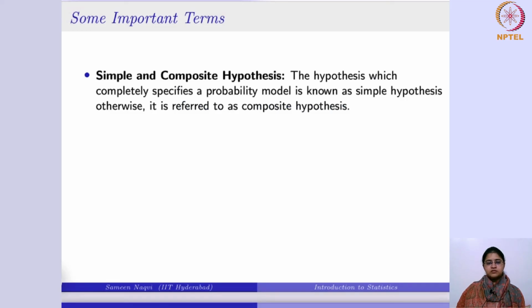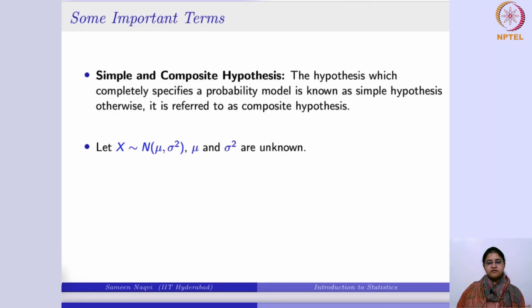Now another thing is about your simple and composite hypothesis. This is another common pair of terms that we use, like null and alternative hypothesis, whether it is a simple or a composite hypothesis. The hypothesis which specifies a probability model completely is referred to as a simple hypothesis. Otherwise it is referred to as a composite one.